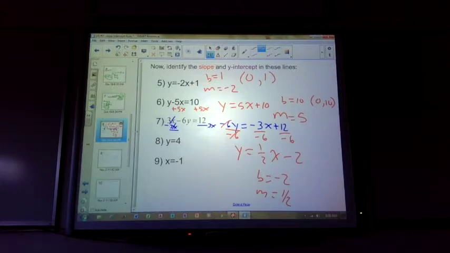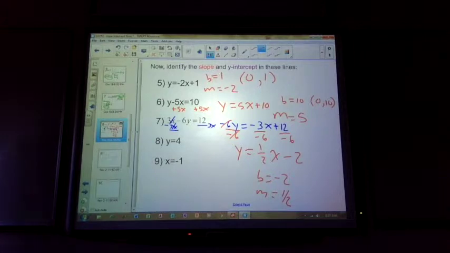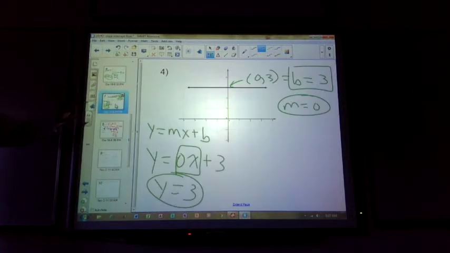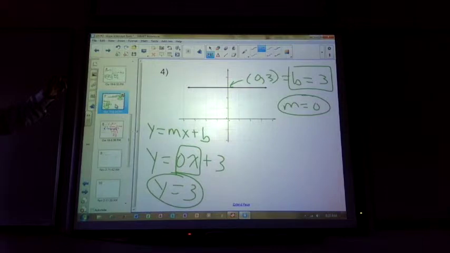Okay, let's take a look at number 8. Now, I think we just saw one kind of like number 8. Let's go back one slide. What do we know about this one? What kind of line is it? It's a horizontal line. What do you know about the slope of a horizontal line? It's 0. And what do you know about the y-intercept? Take a look right there. Isn't it that the b is equal to the... There you go, buddy.